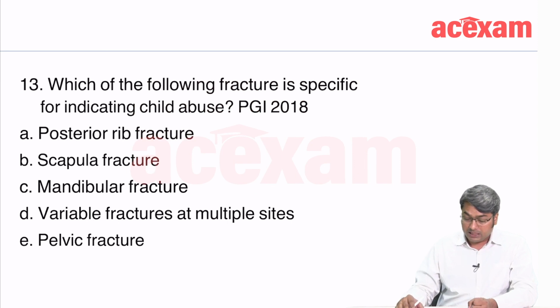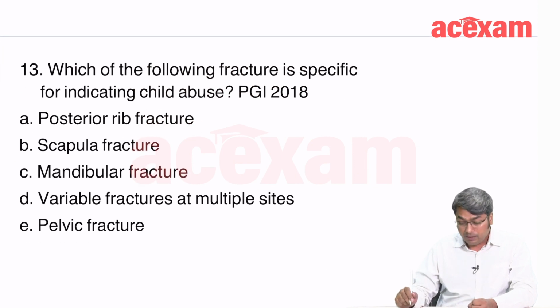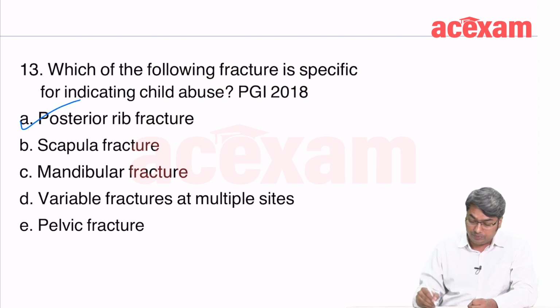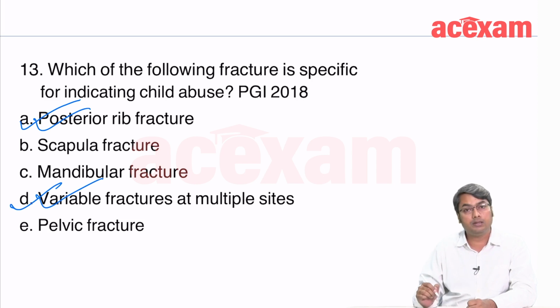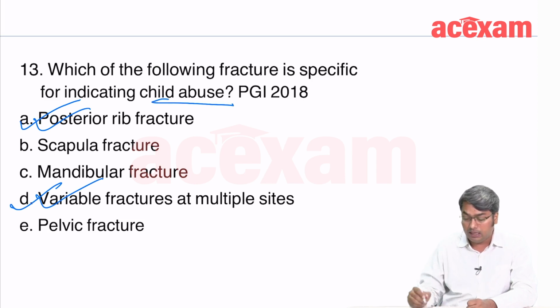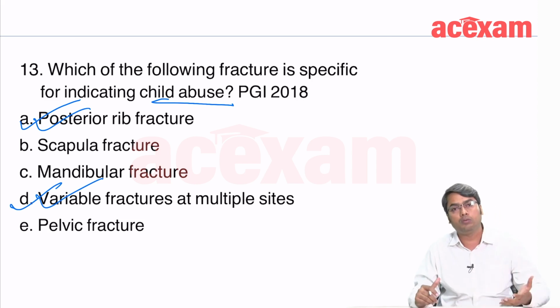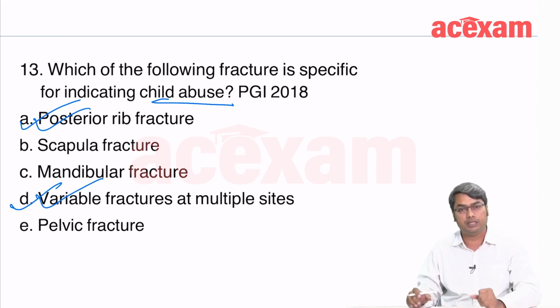Which of the following fractures is specific for indicating child abuse? In child abuse, in battered baby syndrome, we know that there will be posterior rib fractures, and fractures at multiple sites of variable ages. These two are specific for child abuse. Apart from these, there can be fractures in all the long bones, but these two are very, very typical and specific.